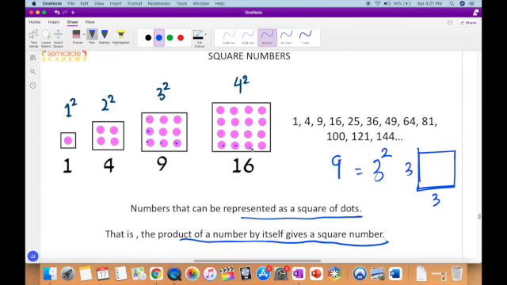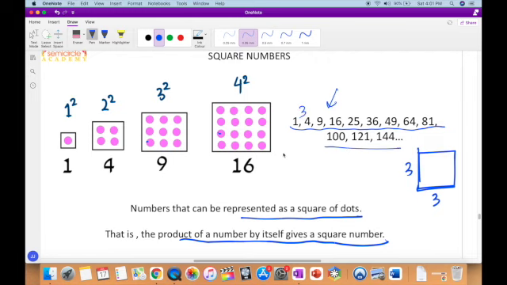So 4 times 4 is 16 dots, so 16 is a square number. Please note that 1 is a square number because 1 squared is 1. You can have a square one side by one side and you will still get 1. So draw the diagram, please. These here are the first set of square numbers.